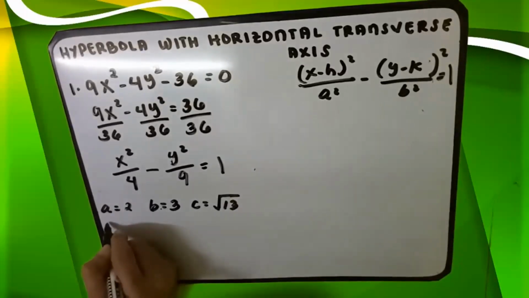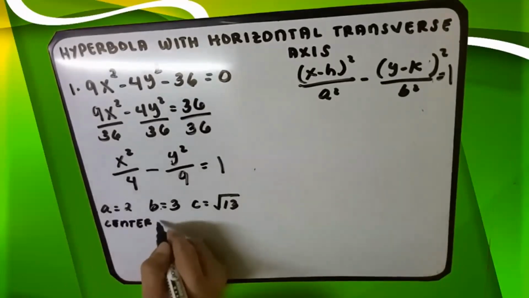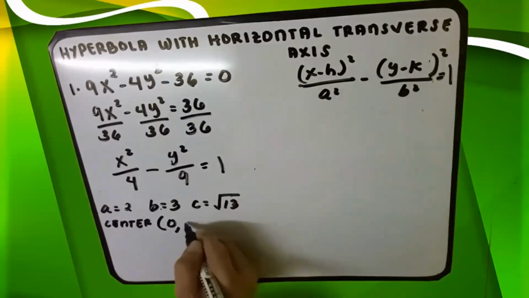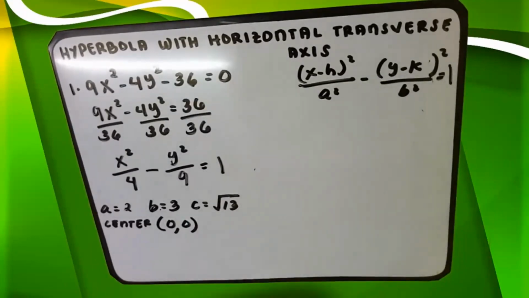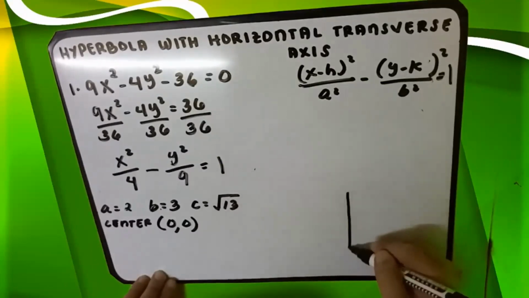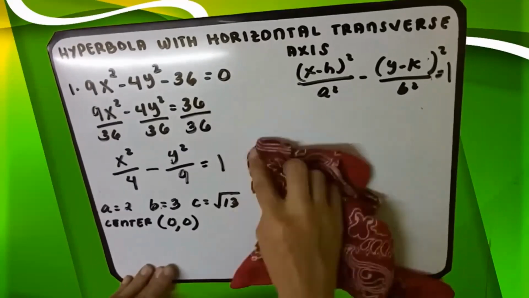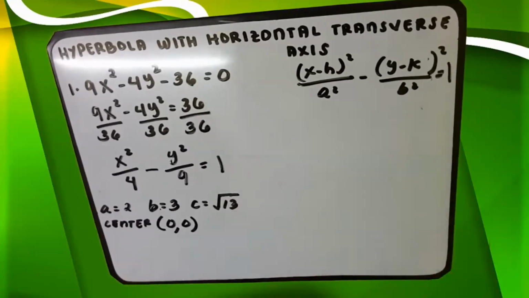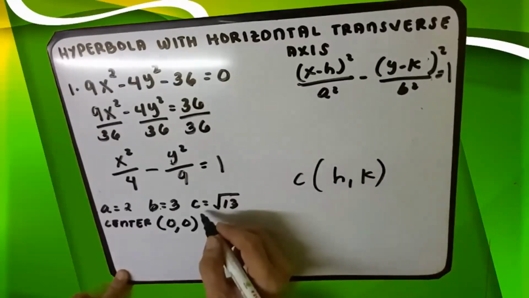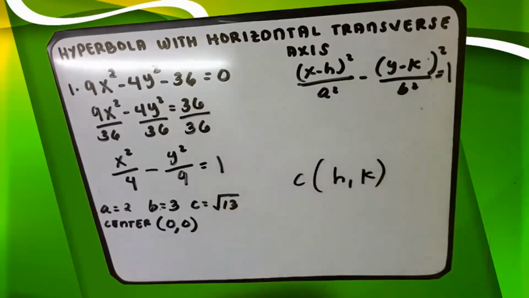So for the center, that is HK. Ang H natin kanina, sabi ko nga is 0. At ang K natin is 0. So ibig sabihin, sige, mamaya natin i-graph pag kailangan na. So center natin is, for the center, that is H and K. Hindi ito yung C natin dito, iba yon. So ang center natin is HK. Ang H natin is 0, ang K natin is 0.